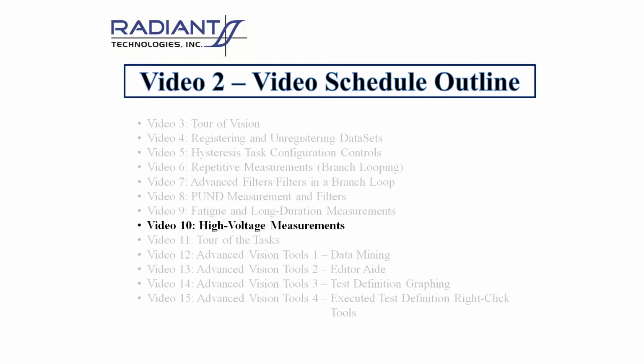Video 10 is of interest to researchers who have access to the Radiant High Voltage Interface, or HVI, accessory and High Voltage Amplifier, or HVA. The precision hardware and Vision software can be configured to make measurements of up to 10,000 volts. Video 10 will step through hardware configuration using the most up-to-date accessories.